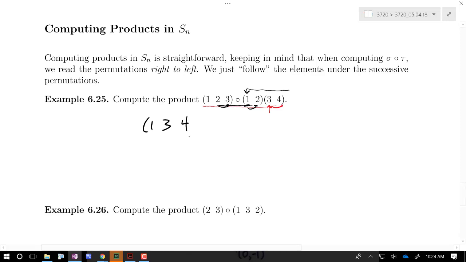And now that we're at 4, we start the process again, and we say, okay, 4 gets sent to 3, and then I keep going backwards until I come up with a 3 again. 3 gets sent to 1. And so that means 4 gets sent to 1, and we close out this cycle. An element that's not represented here is 2. 2 gets sent to 1, and 1 gets sent to 2. So 2 is just a singleton here, which means that overall this product is just the single cycle 1, 3, 4.